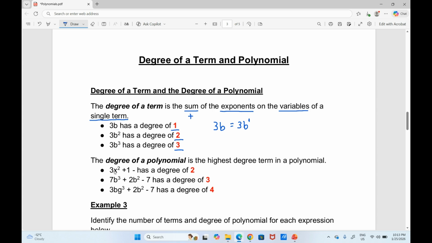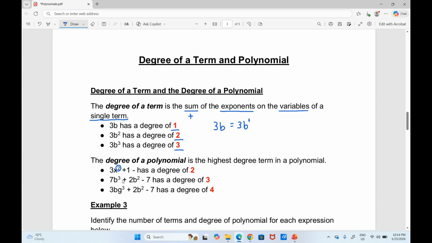So looking at this example, I have two different terms in this polynomial or expression, 3x squared plus 1. Hence, my degree of this polynomial or expression is going to be 2 because I have a 2 here, and that's the sum of my exponents. And so the degree is going to be 2.